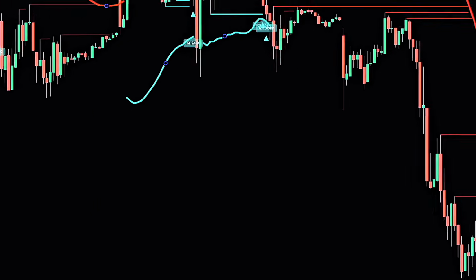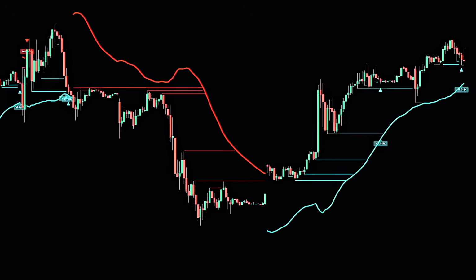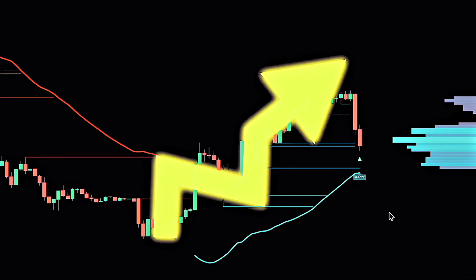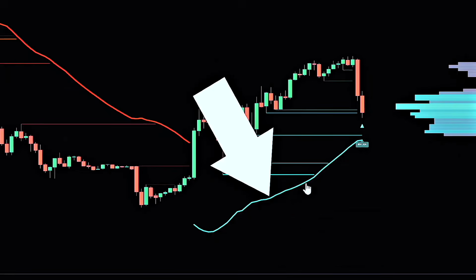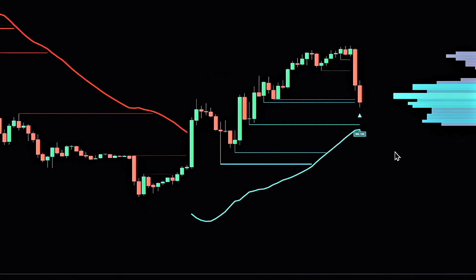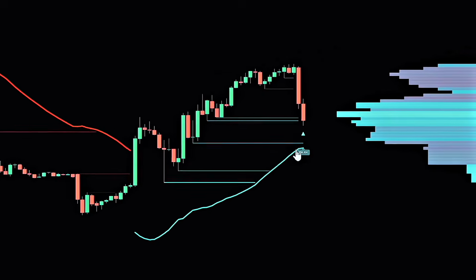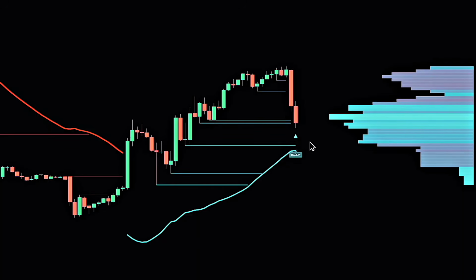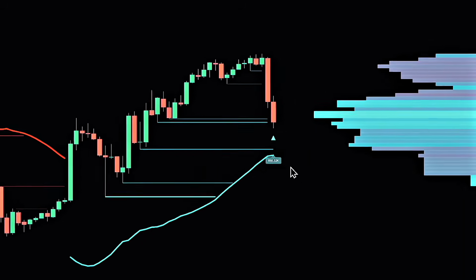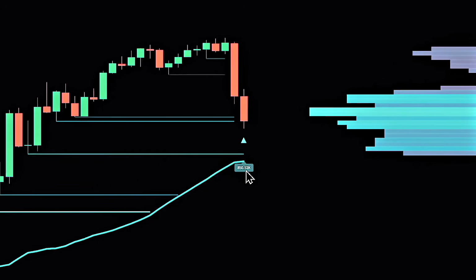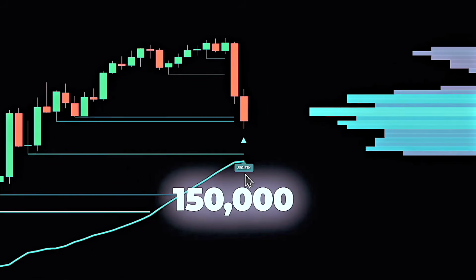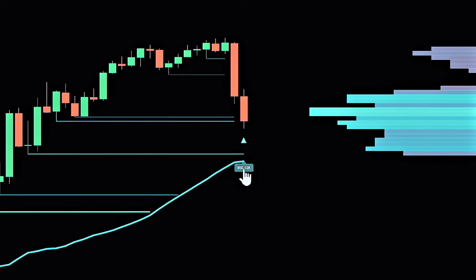Now let's talk trading. To go long, first make sure the market's bullish. Check for a green trend filter with the price trading above it. Next, look for a major bullish liquidity sweep, marked by a solid green upward arrow. Check the volume on that candle. It should be at least 150,000 on the 15-minute chart.